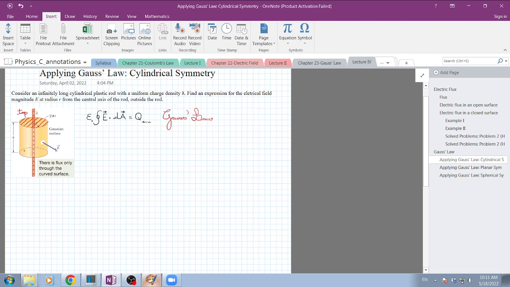We have the bottom surface, and you have this lateral surface. And this is the main point: we are going to separate this integral here into three main parts.